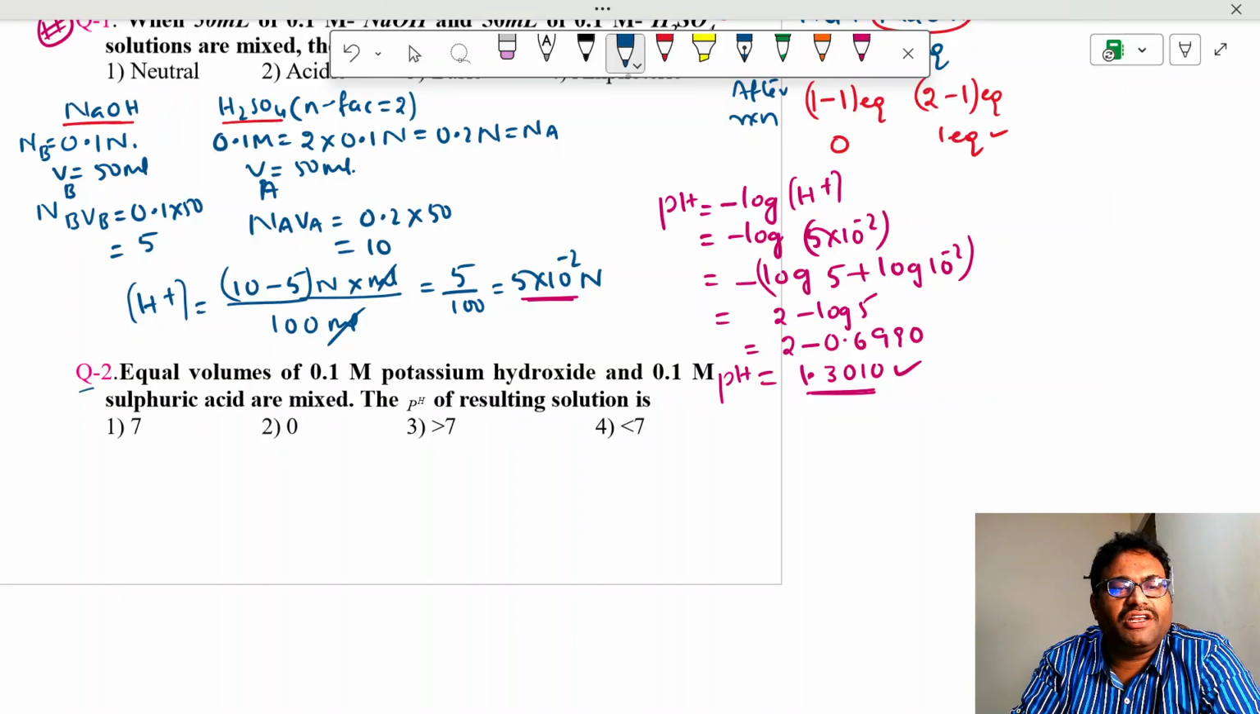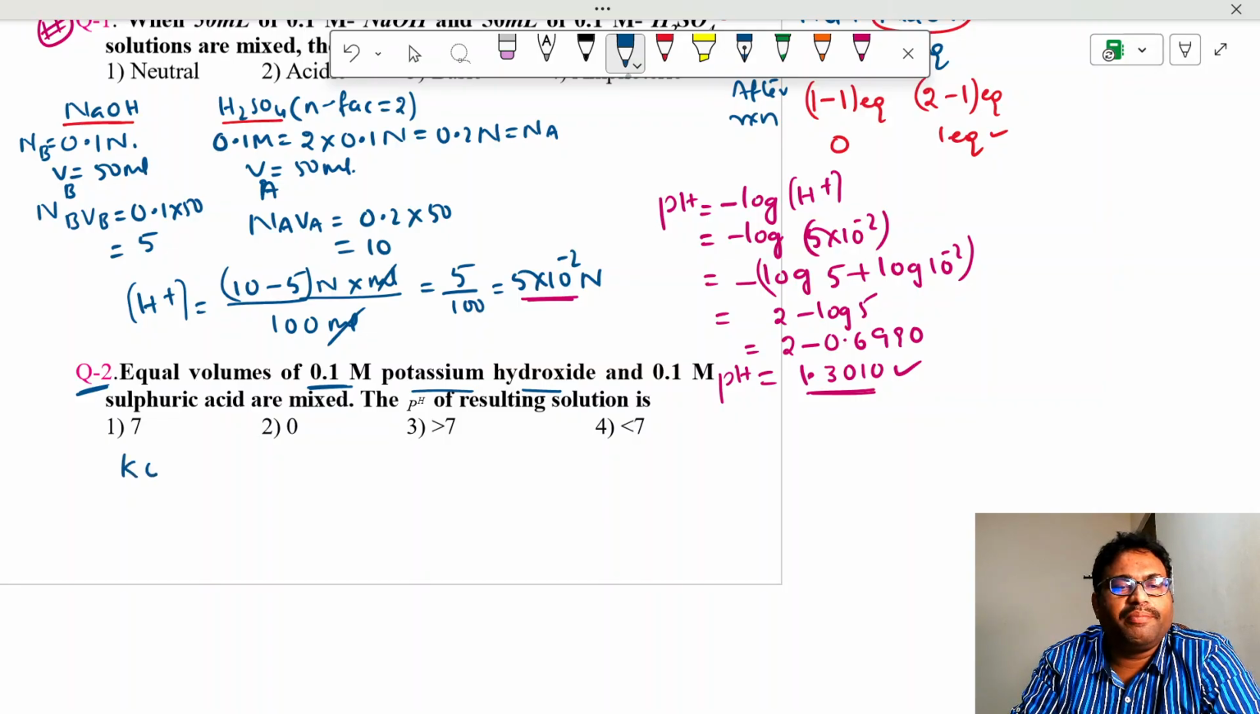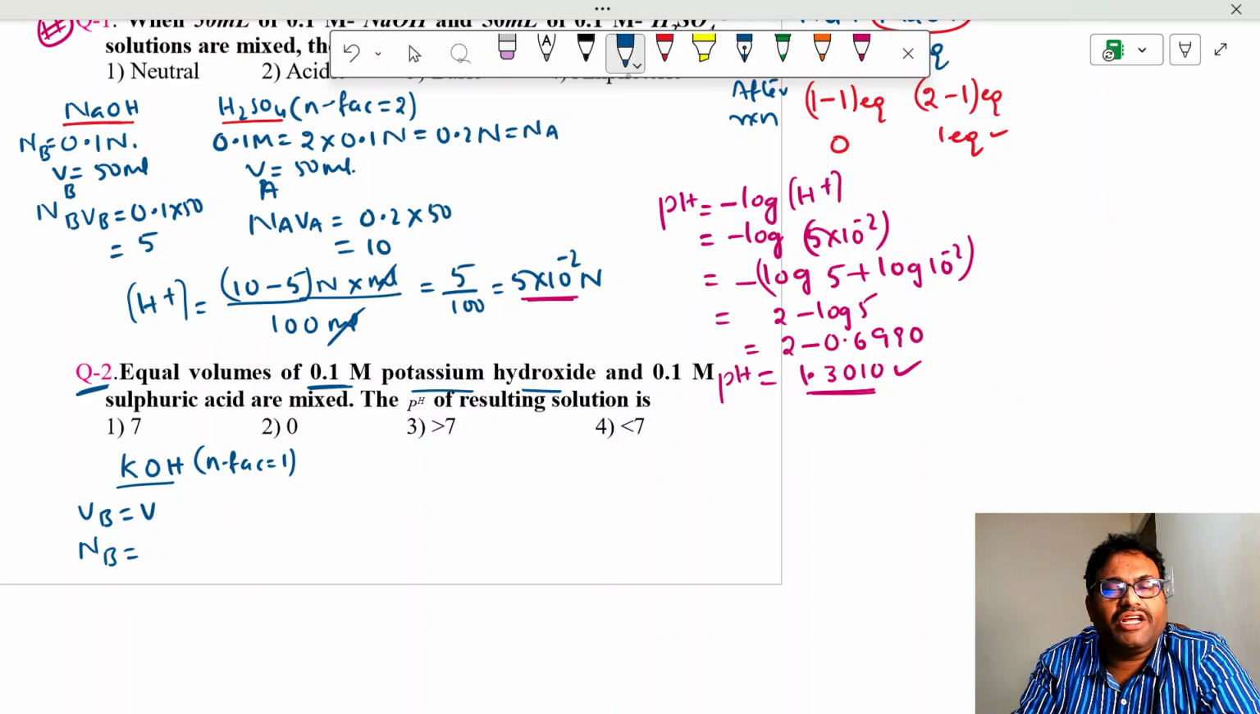Then let us go with the next question. Equal volumes of 0.1 M potassium hydroxide. So let us take a base, potassium hydroxide. Volume of the base is equal to V. Normality of the base: the n factor is equal to 1, because only one OH minus is present. So the normality of the base is how much? 0.1 normal. Because as the n factor is equal to 1, molarity will be equal to normality.